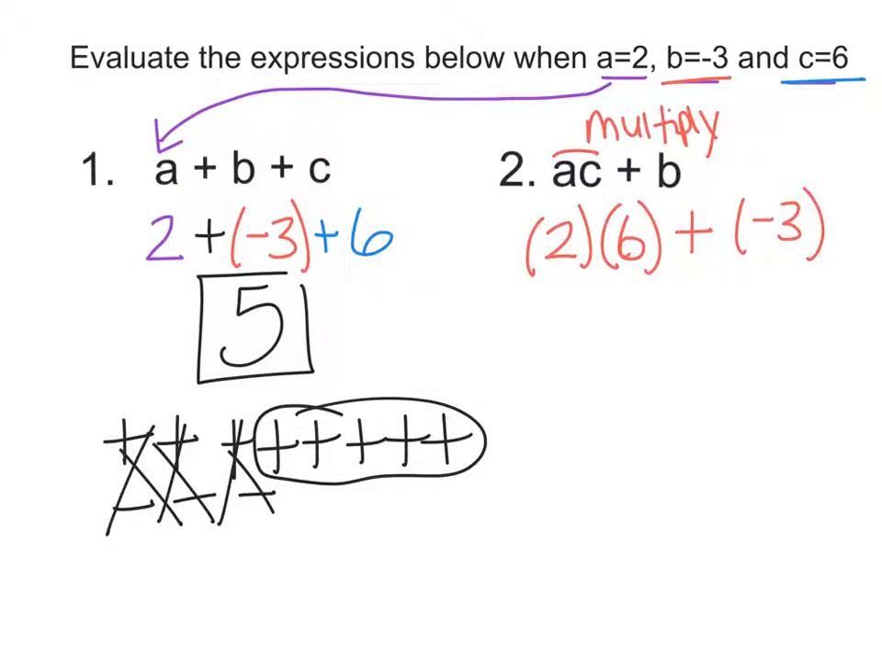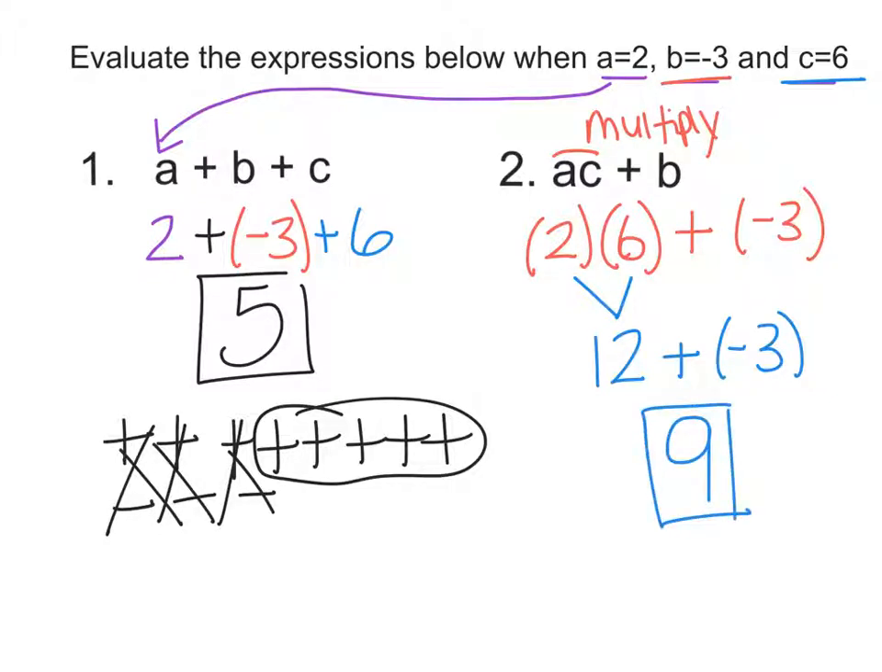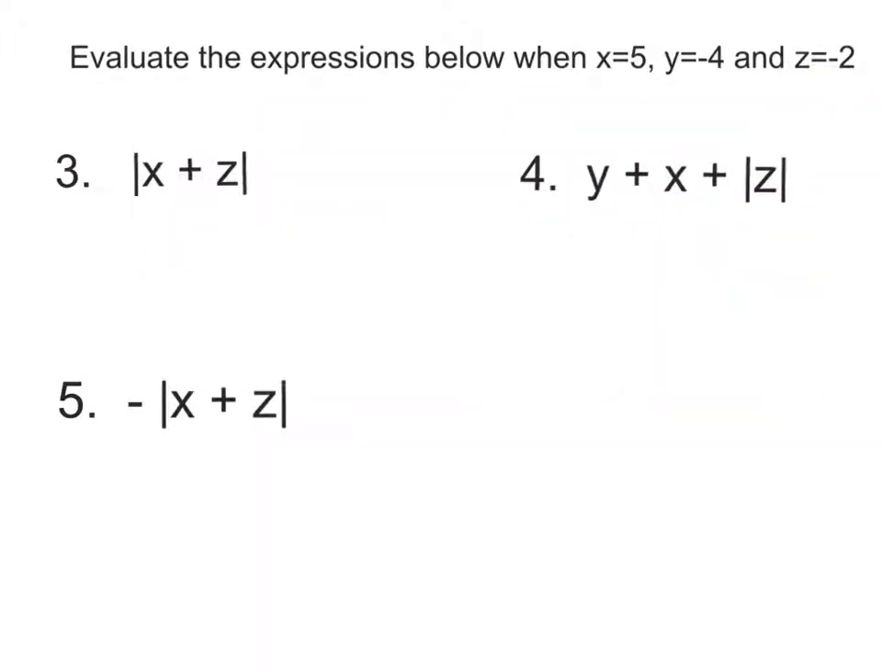And now we solve this expression. 2 times 6 is 12, and we add -3. And I know 12 plus -3 is the same as 12 minus 3, which leaves me with an answer of 9.